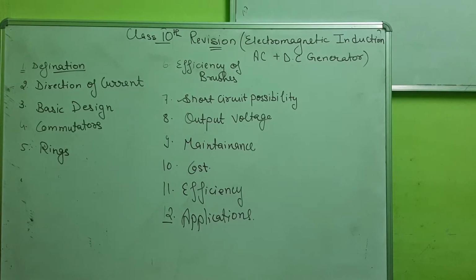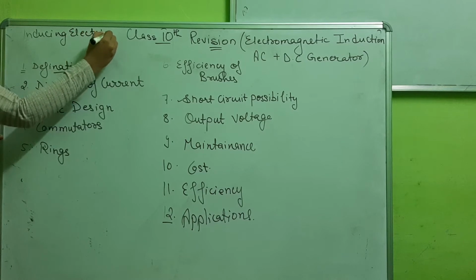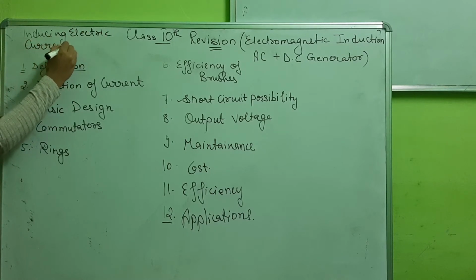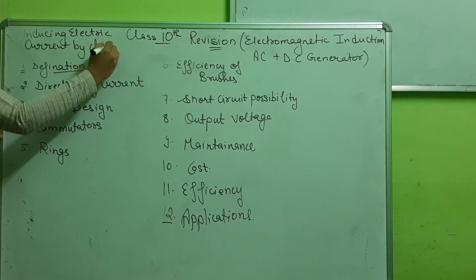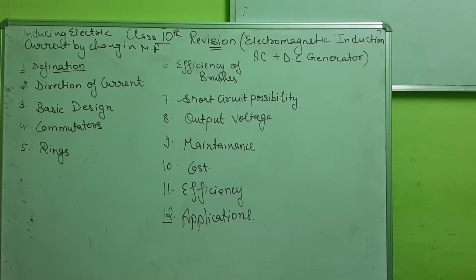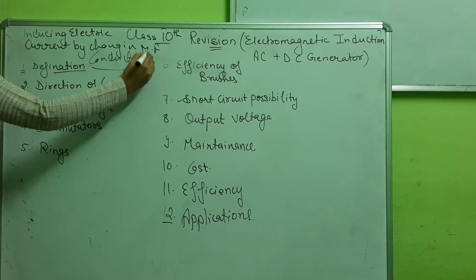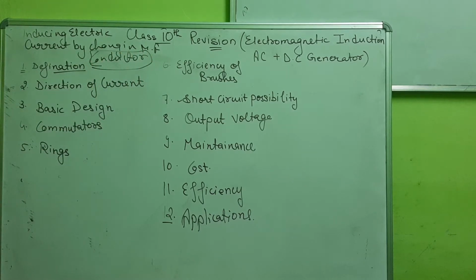Electromagnetic induction is the process of inducing electricity with the help of a changing magnetic field. So it's inducing electric current by changing the magnetic field. By changing the magnetic field around what? Around your conductor, and this conductor is supposed to be connected with the galvanometer, and that galvanometer will give you the reading according to the current flow.